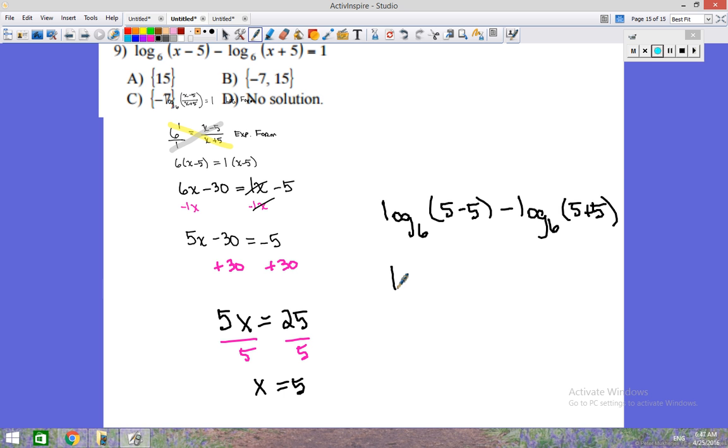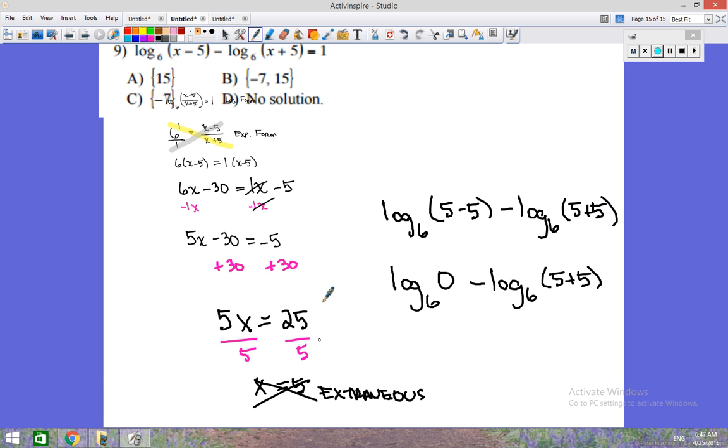Well, right away we've got a problem. We have 5 minus 5. We're taking the log of 0, and that's undefined. So there's no way that we can perform this subtraction, because you subtract numbers, and this first value is not a number. Log base 6 of 0 is undefined. There's no real number that satisfies that, so we say no solution. This is extraneous. It was our only candidate for a possible solution. With it being gone, we have no solution.